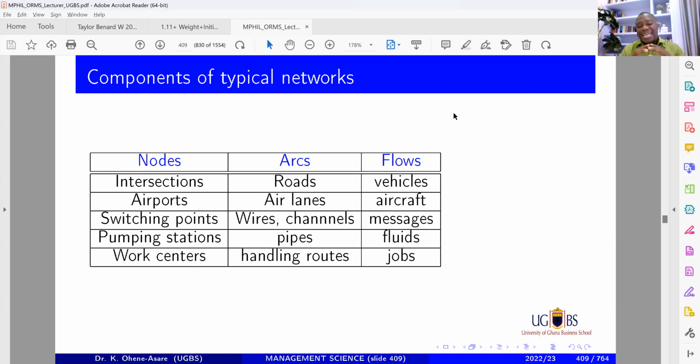First of all, know that the network is an arrangement of nodes connected together through arcs. They are nodes, junctions, connected together through arcs, like intersections connected together through roads, airports connected together through air lanes, switching points connected together through wires, pump stations connected together through pipes, and several other examples.